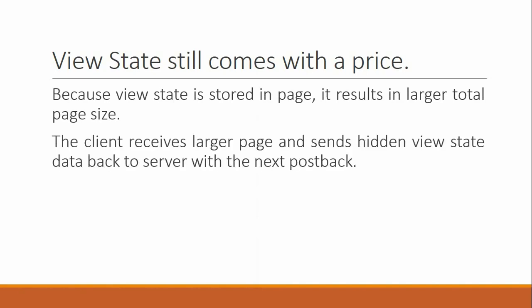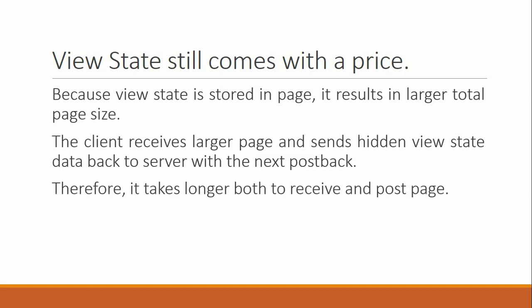And when the client receives a larger page and sends hidden view data back to the server in the next post back, again the page size is bulkier. Normally HTML should not be bulky, but when the data is more, the HTML page also becomes more. And if your internet is slow, this might be a little bit slower compared to other pages. That's the price we need to pay if we are using view state. That's where it takes longer for both receiving and sending pages. If you have lots of controls, remember what I had done in the last class, it will not make that much difference. But if you have a full-fledged resume building page, then it might.